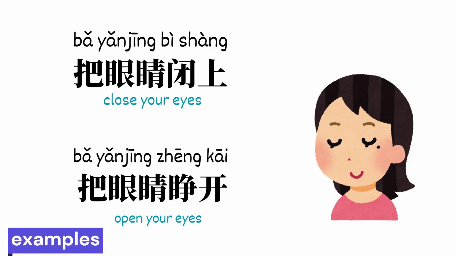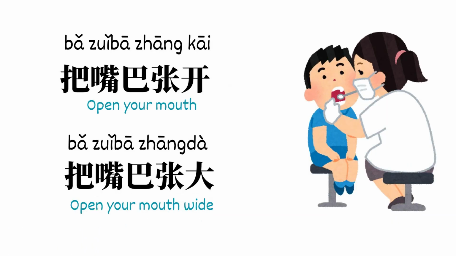You will see the 把 sentence is often used in this kind of situation when you want to tell somebody to do something. For example, turn on the lights, close the window. We always use a 把 sentence. 把 sentence is everywhere. 把眼睛闭上，把眼睛睁开，把嘴巴张开，把嘴巴张大.